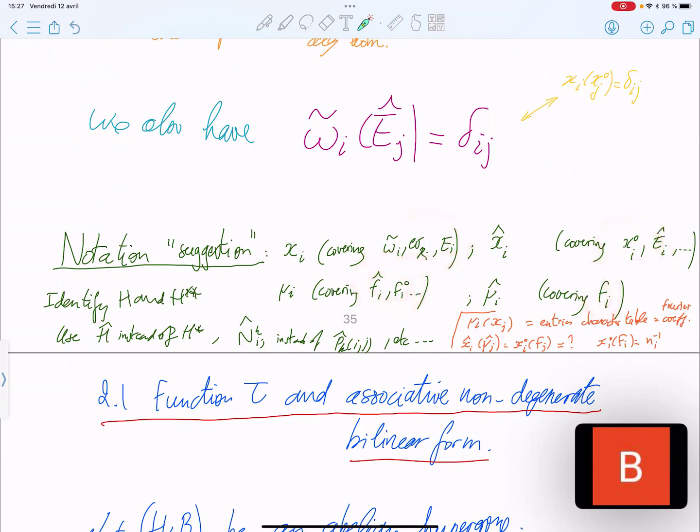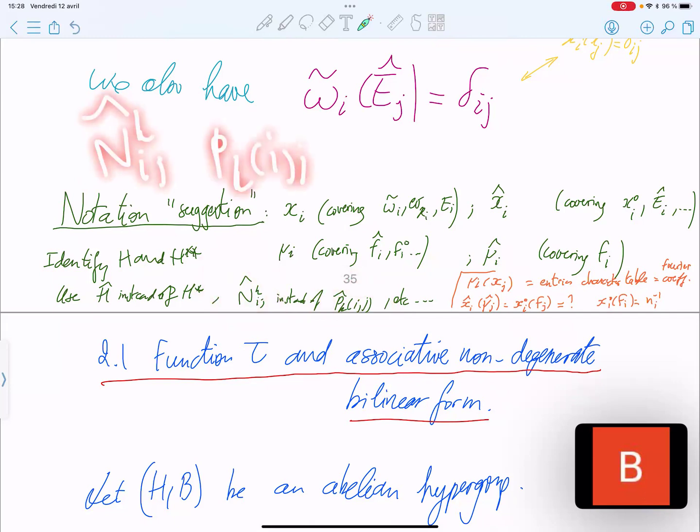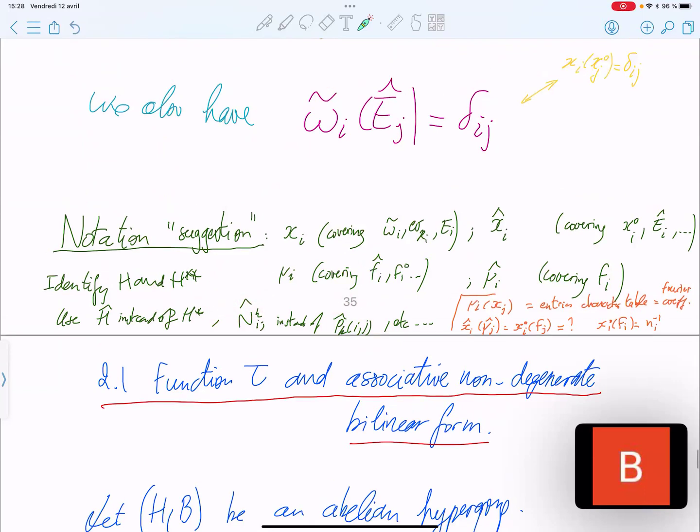Okay. Under this identification, my suggestion also is to use H hat instead of H star. This is a suggestion also, to use this notation instead of this notation. So the dual coefficient n hat ijk instead of p kij, something like that. I don't remember, in fact. In the dual hypergroup.